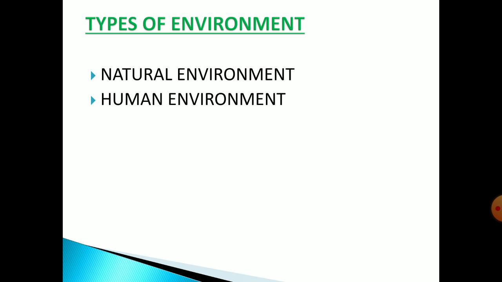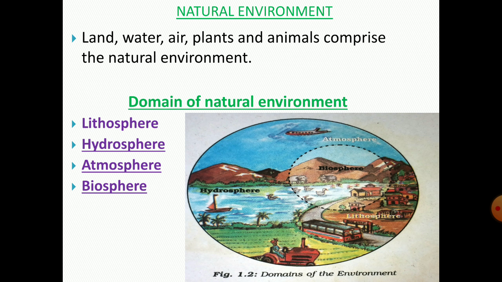So now we will do types of environment. There are two types of environment. First is the natural environment, second the human environment. So what is the natural environment? The natural environment is comprised of land, water, air, plants and animals.